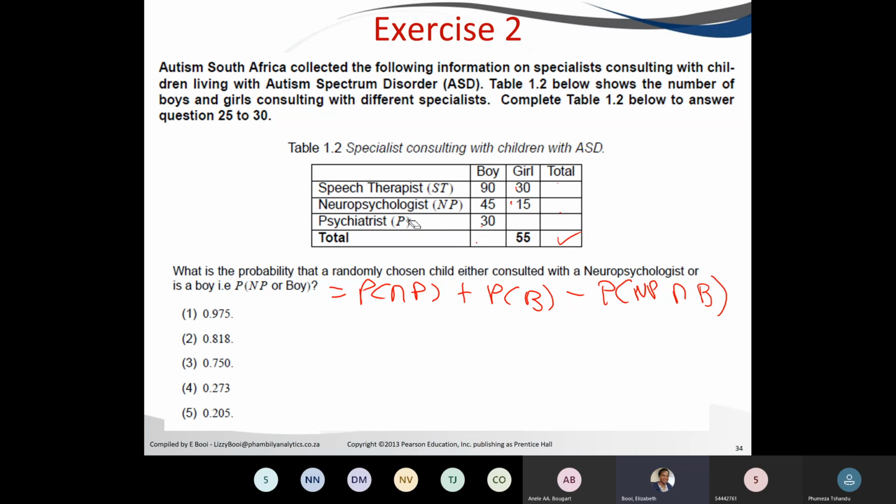When you're done, you would have completed the blockies in here. Then you are left with those blockies outside. You say 90 plus 30 will give you the answer there. 45 plus 15, it will give you the answer there. 30 plus the answer you got from here, it will give you the answer there. And then you will see how we got to 220.